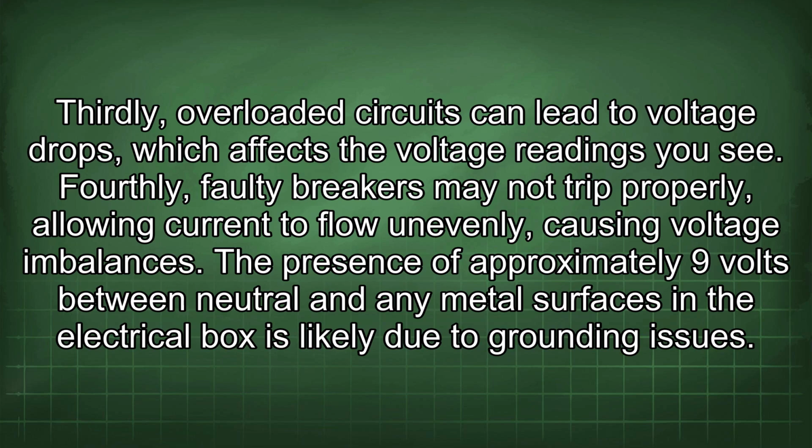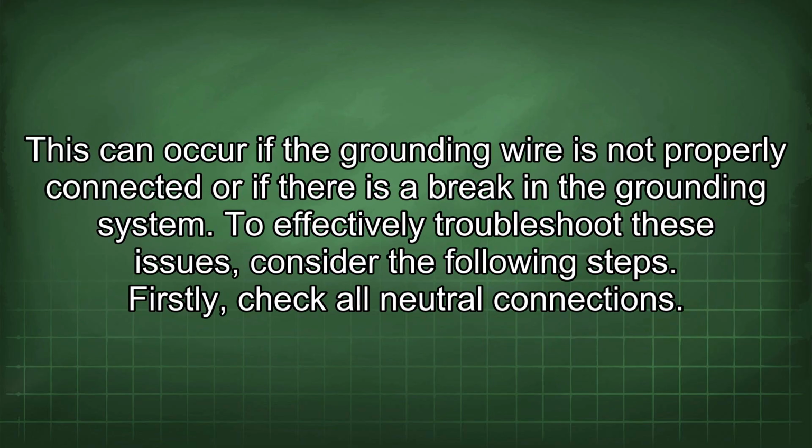Fourthly, faulty breakers may not trip properly, allowing current to flow unevenly, causing voltage imbalances. The presence of approximately 9 volts between neutral and any metal surfaces in the electrical box is likely due to grounding issues. This can occur if the grounding wire is not properly connected or if there is a break in the grounding system. To effectively troubleshoot these issues, consider the following steps.